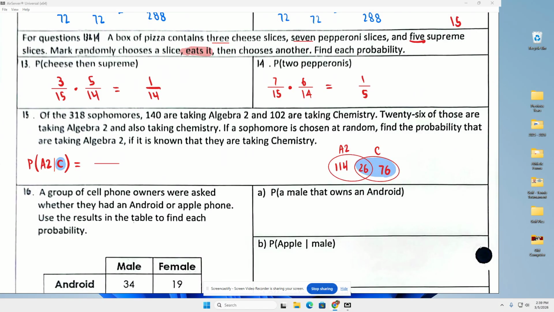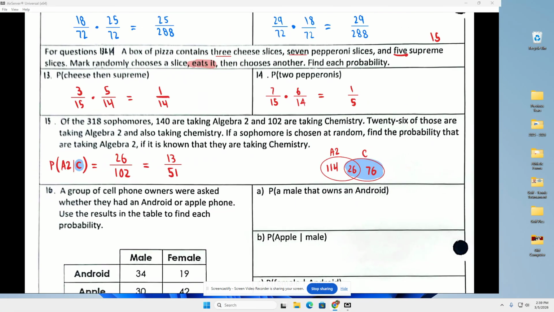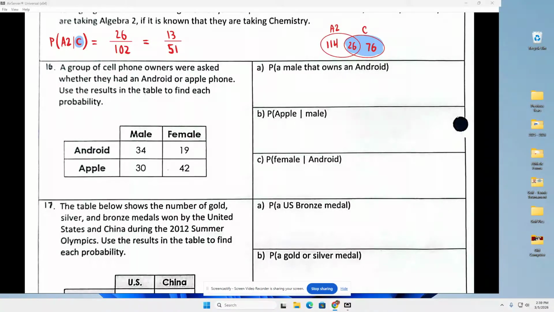So look right here. How many are in this circle of people who are taking chemistry? Well, it's all those, right? It's 26 plus 76. It was the 102 that they told me. Now, from this blue circle, forget everything else, how many of those are taking Algebra 2? 26. So it's 26 over 102. Again, type it into your calculator, alpha y equals, number 1. If it reduces, it'll do it for you. And sure enough, this one does go down to 13 over 51. Okay, so not too hard, and the one on the quiz shouldn't be too hard either.